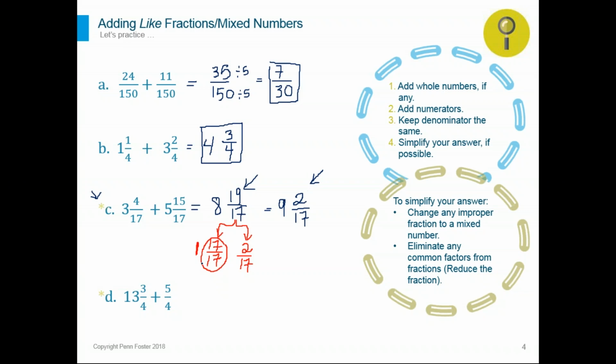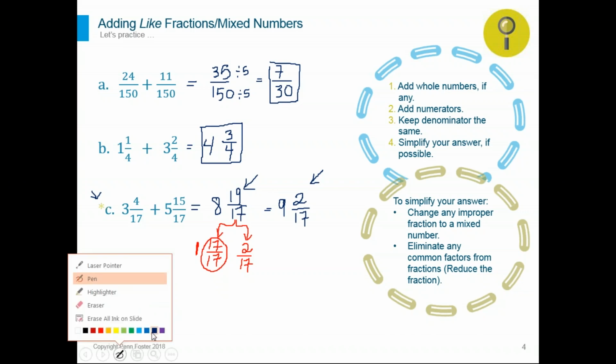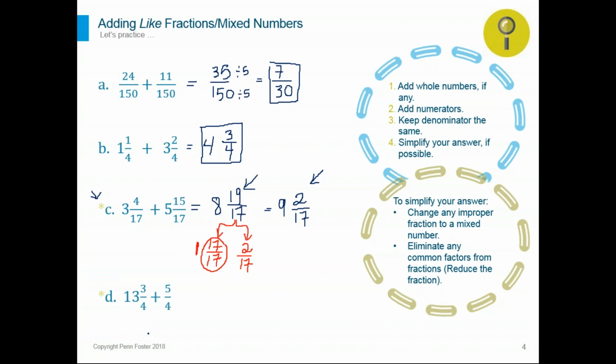Number D, 13 and 3 over 4 plus 5 over 4. Again, mixed number, same denominators. I always have to mention to myself, what do I have in my problem? That is a reminder. So I hope that you do the same thing. You have to speak loud, but remember, remind yourself, what do you have in the problem? What kind of problem do you have? So that way you know which direction you're going to go.